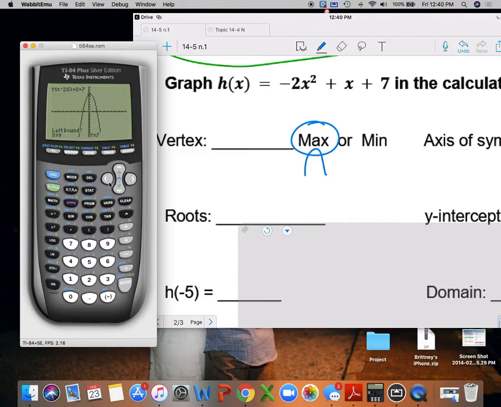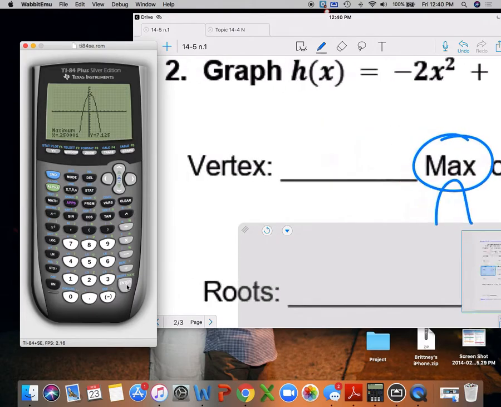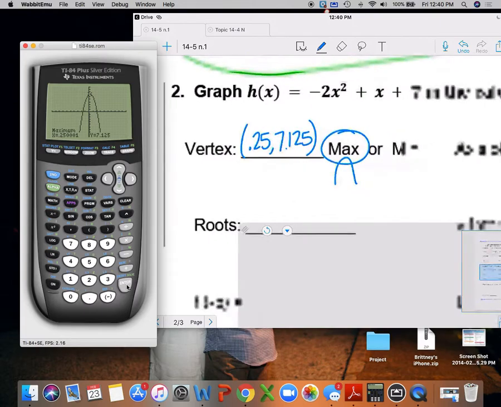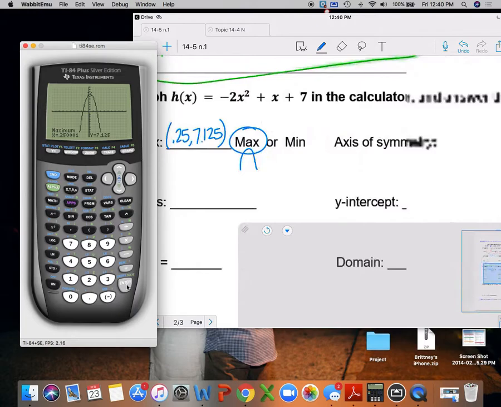But they want me to go to the left of it, so I hit left a couple of times and click enter. Now they want me to go to the right, so I can go back up to the top, now go to the right, and click enter. Every time you see guess, you just need to click enter again. So my vertex is kind of ugly, 0.25, 7.125. So it's a good thing we didn't guess 0.7, which is what it first showed up as, because that is not my vertex. So the calculator will give you the exact point of your vertex.